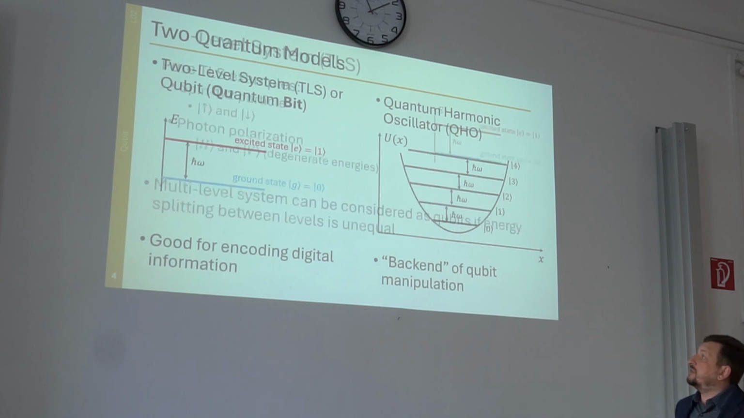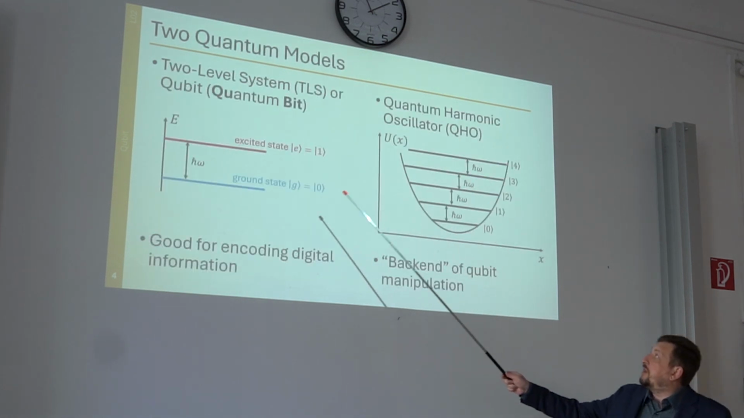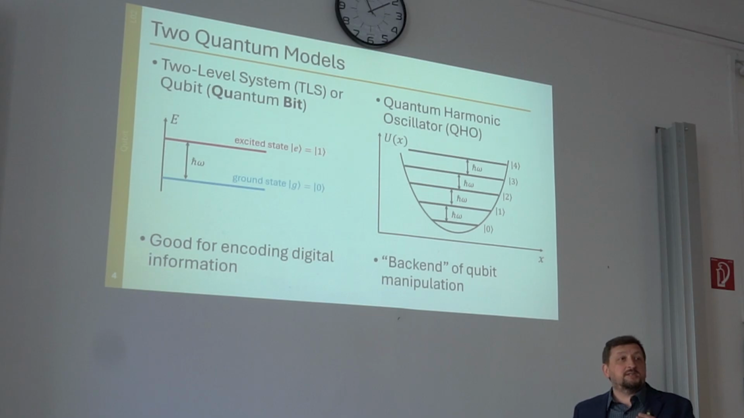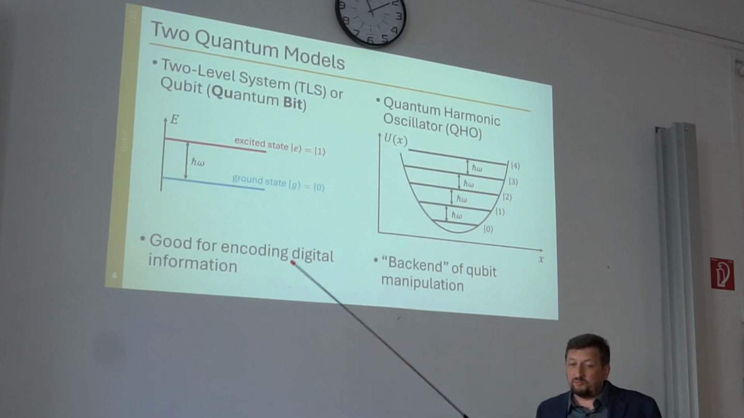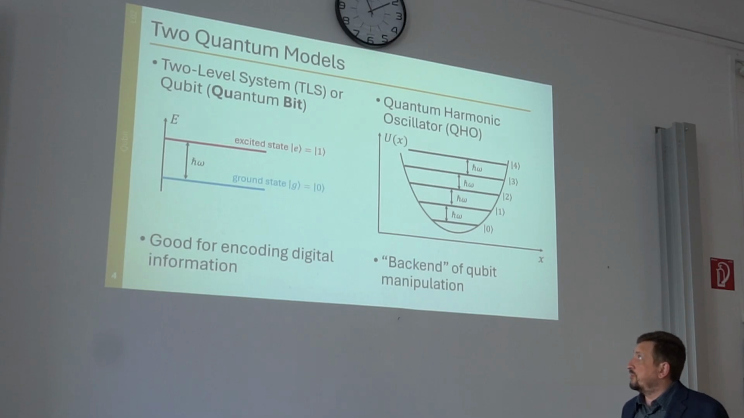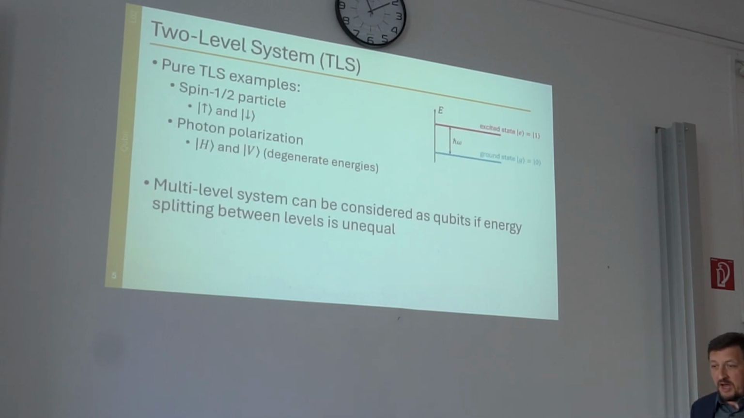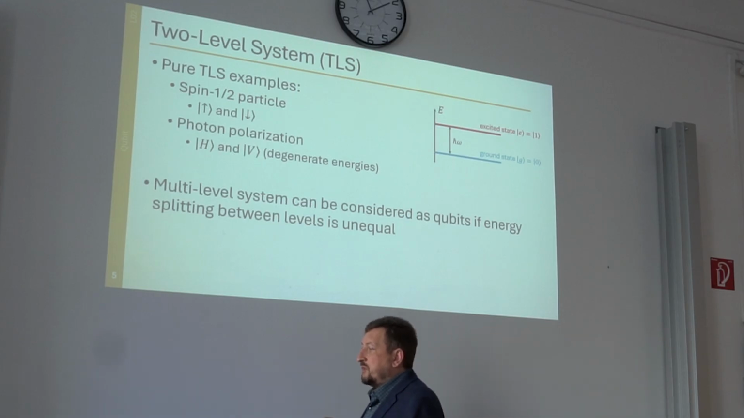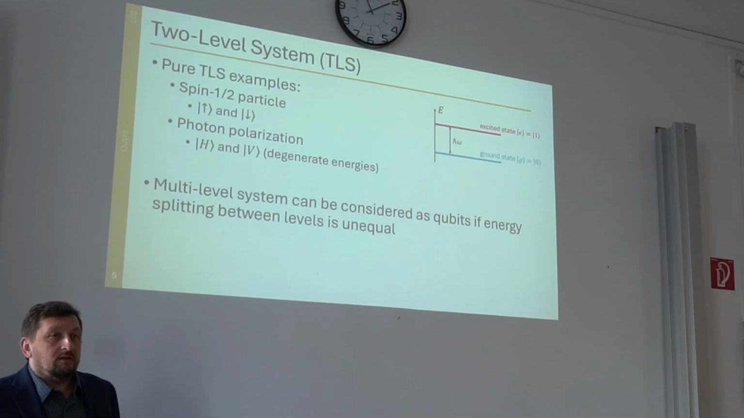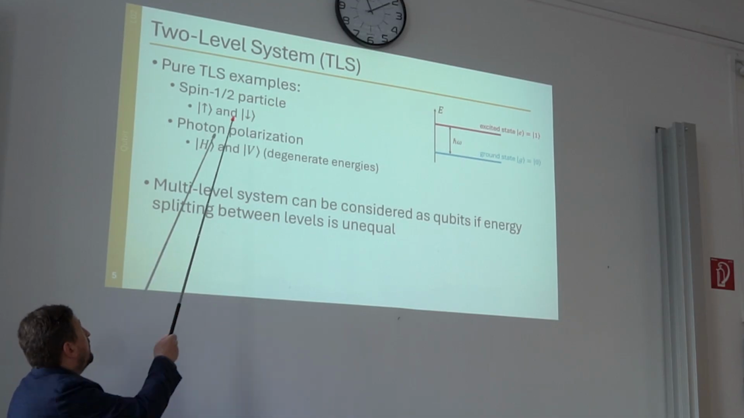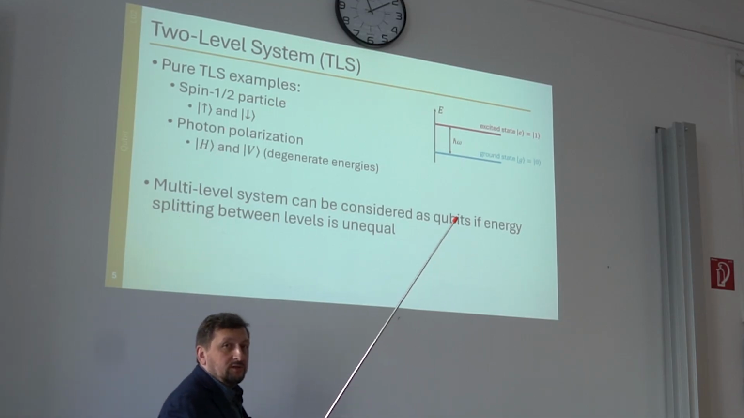So interesting things happen when we have both of these systems and they interact with each other. But for now we will focus more on the qubit state. There are only a few examples in which we can say that this is a system that has exactly two levels. One example is a spin 1/2 particle, like electron spin.